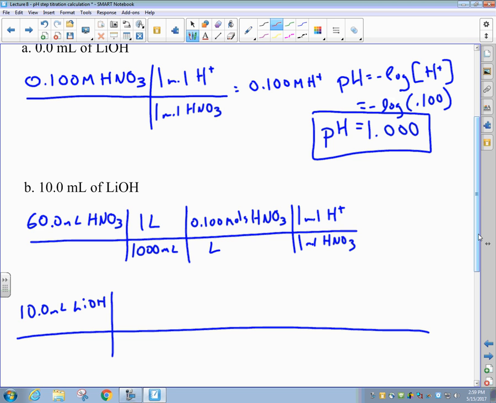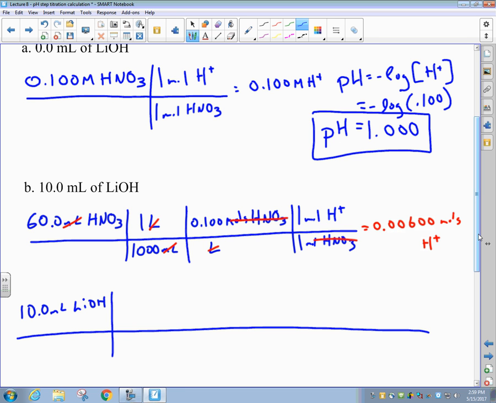Unit-wise, everything cancels out except for the last unit, moles of hydrogen ion, and we get a calculated answer of 0.00600 moles of hydrogen ion. So that's step 2 of the steps that we did on the previous slide. Now we'll do step 3.